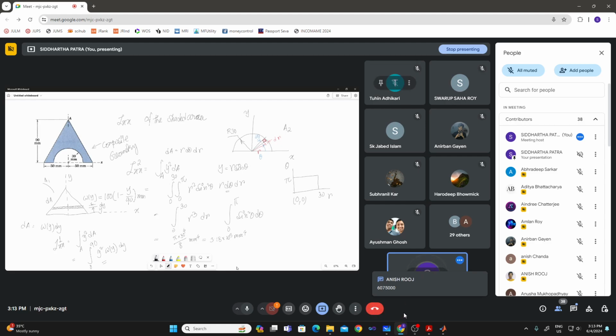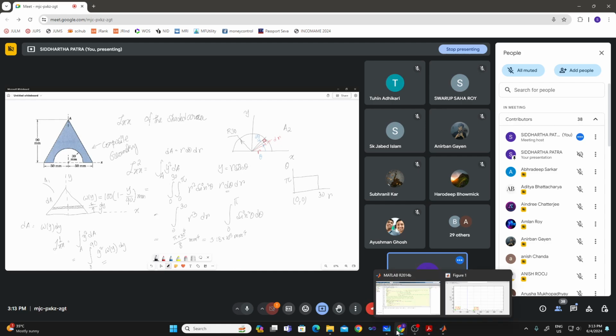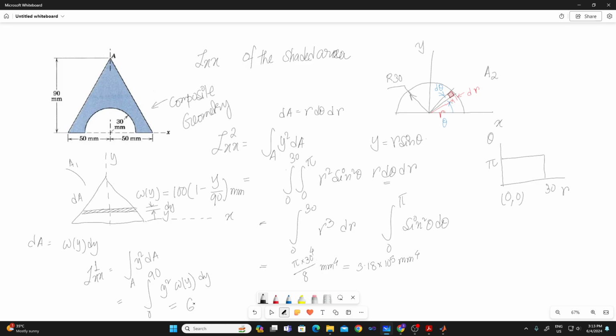So I got an answer which says 6.075 times 10 to the power 5 millimeter to the power 4. Is that something you are getting? I was kind of hoping that it would be more than that. Sir, probably 10 to the power 6. 10 to the power 6. Okay, yeah. Then it makes sense.